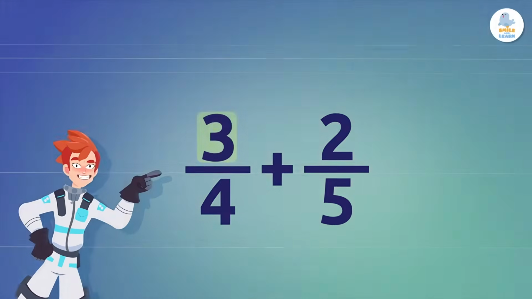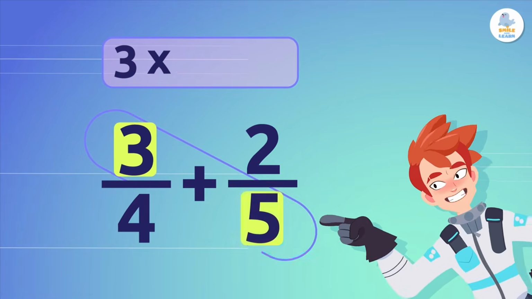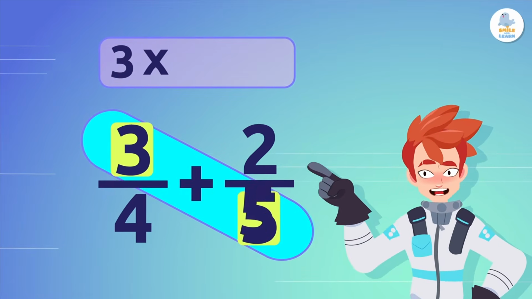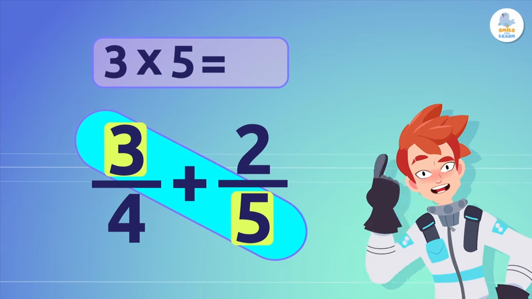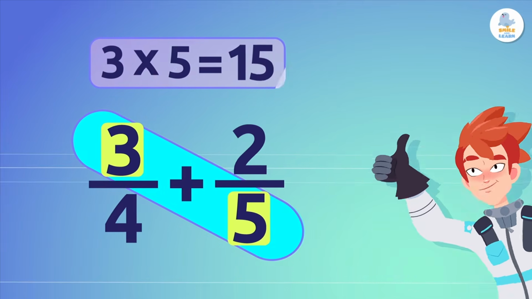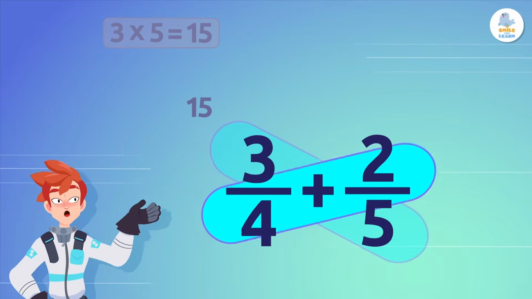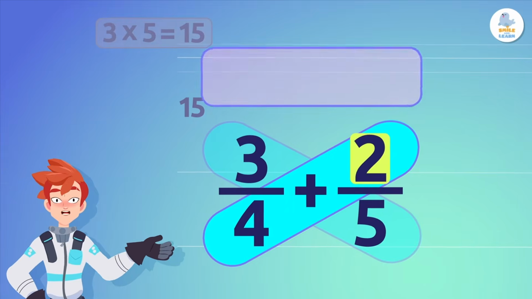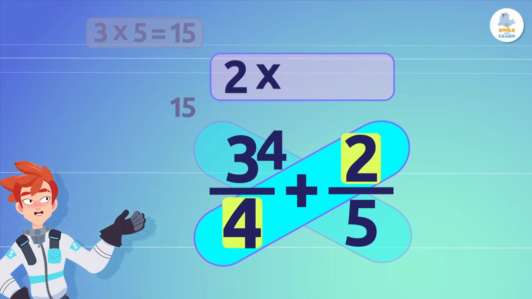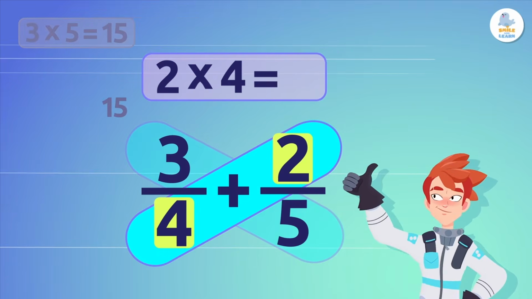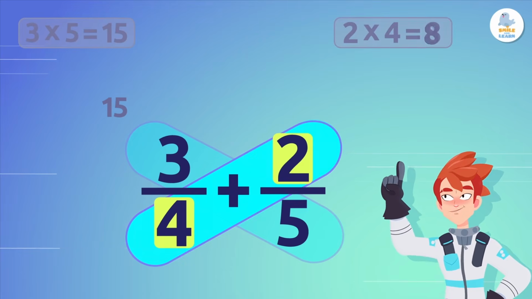Find the numerator of the first fraction, 3, and multiply it by the denominator of the second fraction, 5. What's the result? Exactly, 15. We'll write it down here on this side. Now, find the numerator of the second fraction, 2, and multiply it by the denominator of the first fraction, 4. The result is 8. We'll write it down here.